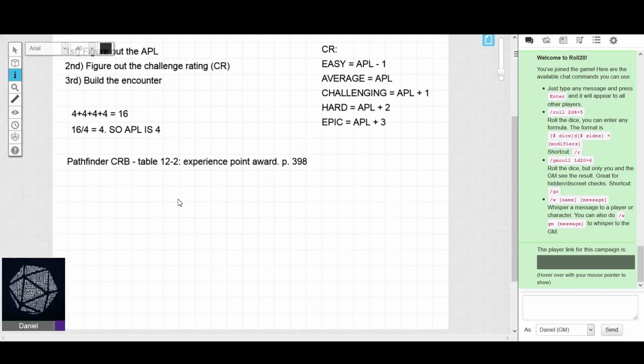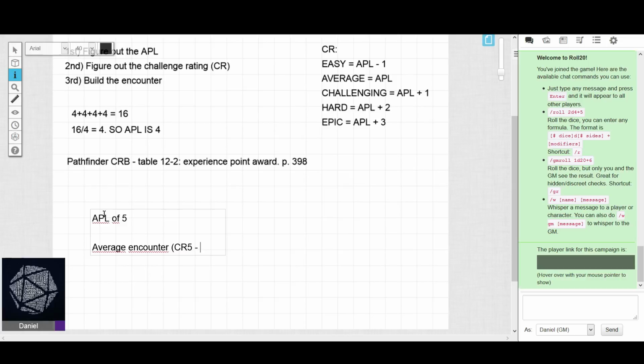Let's say we have a party of level 5 characters, 4 level 5 characters. We want to make them an average encounter, a challenging encounter, and an epic encounter. Okay. So, APL of 5, average encounter. For an APL of 5, making an average encounter means taking the APL of 5 and adding no modifier to it. So we want the challenge rating to be 5.